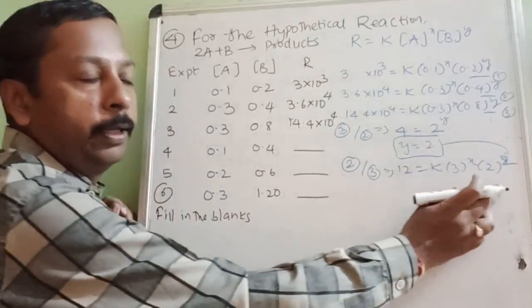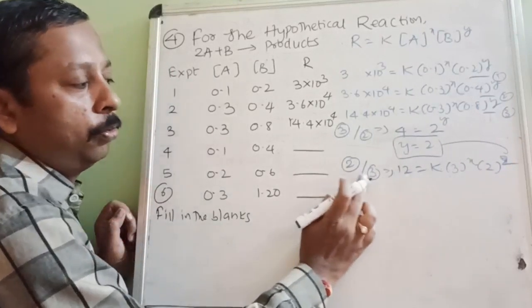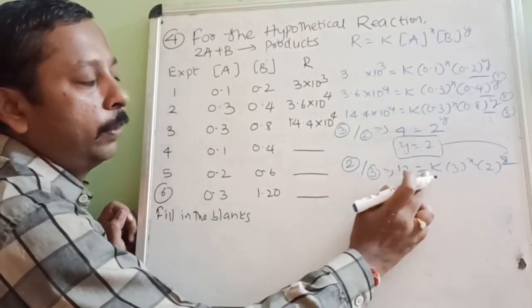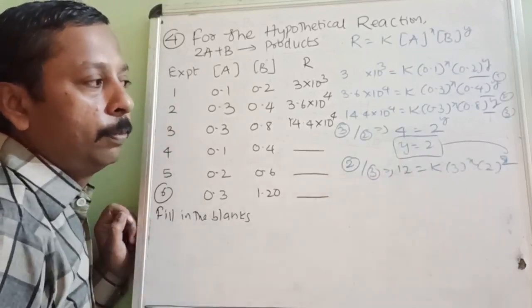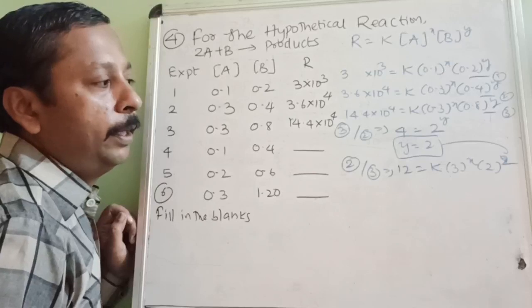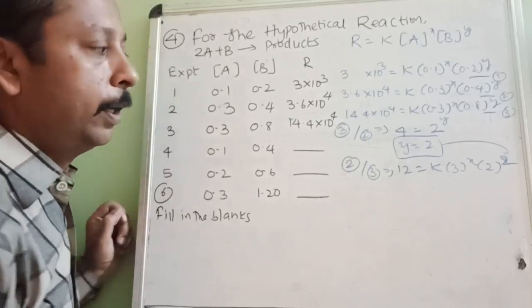This step is very important, so try to understand this. Okay, so 2 to the power of 3 equal to 12 is equal to k into 3 to the power of x and 3 to the power of 2 to the power of 2. Now my intention is what? My intention is very clear. What is that? X value.